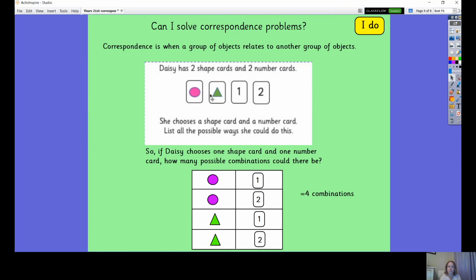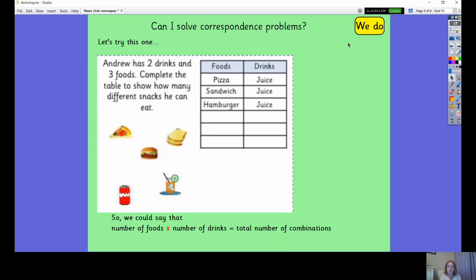Because she couldn't choose the circle and the triangle together, because she's not allowed 2 shape cards. She has to have 1 shape and 1 number. And so therefore, for the same reason she couldn't choose 2 number cards, because she has to have 1 of each. So that is all of the combinations, okay? So if she has to choose 1 shape and 1 number, there are 4 possible combinations, 4 possible ways of doing that, okay?